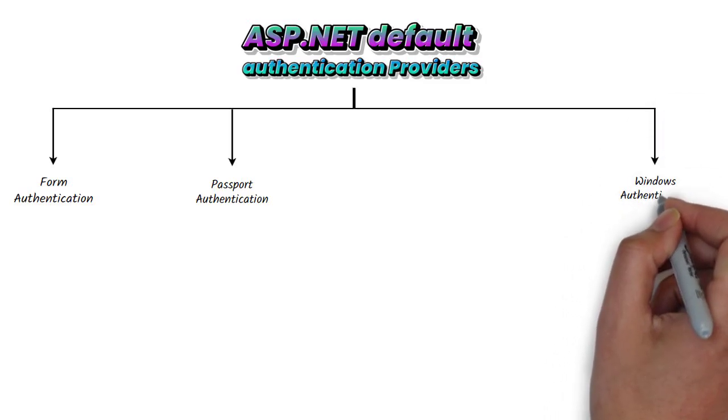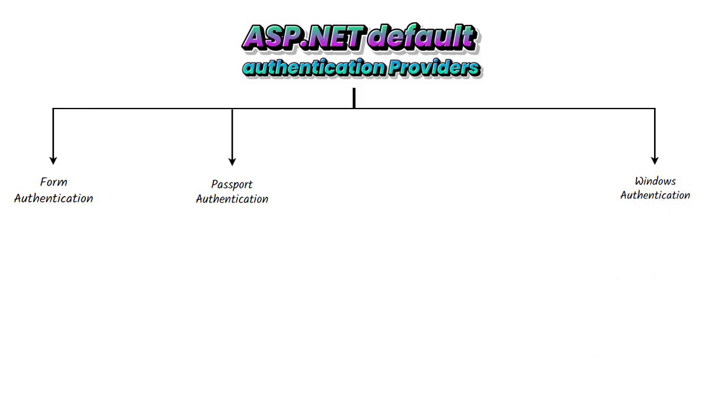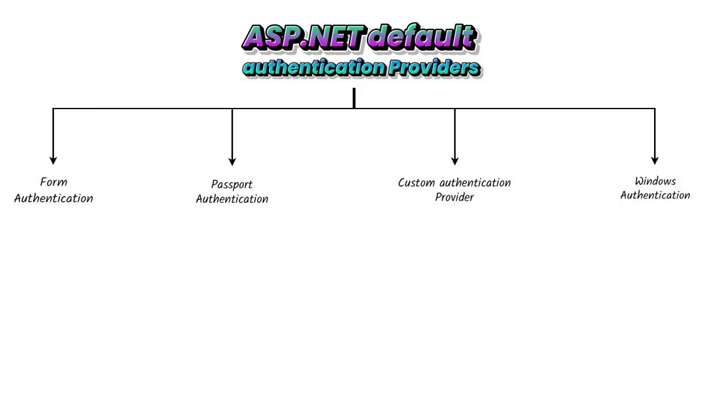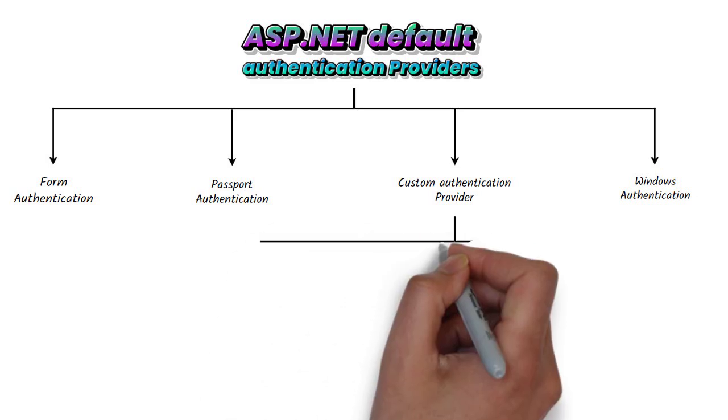Windows authentication. Windows authentication is mainly used in intranet applications where users already have Windows accounts. In this method, authentication is handled by IIS, which is Internet Information Services, not by your application code. Custom authentication. When default authentication methods are not enough, we use custom authentication. This gives full control over how authentication is handled.